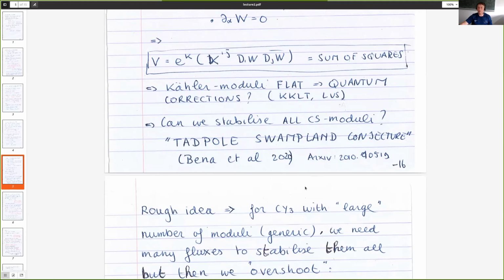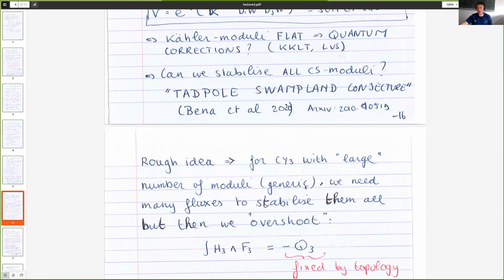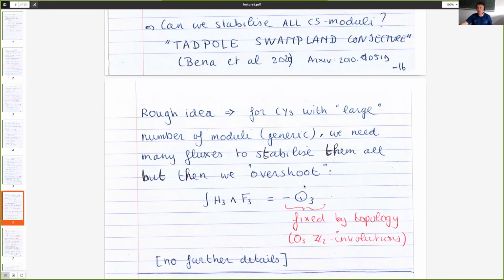But the rough idea of the paper, I can tell you, without giving any detailed expressions, because I've not been involved myself, and I would have a hard time explaining the details of that paper. But I do know the rough idea. And the rough idea is that for a Calabi-Yau with a large number of moduli, which I told you is a generic Calabi-Yau, we need many fluxes to stabilize them all.